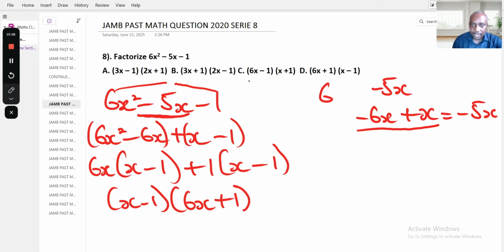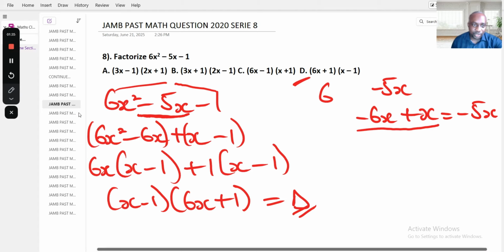Where is the answer here? Yes, our final answer is option D. The correct answer is D. Let's move to the next question.